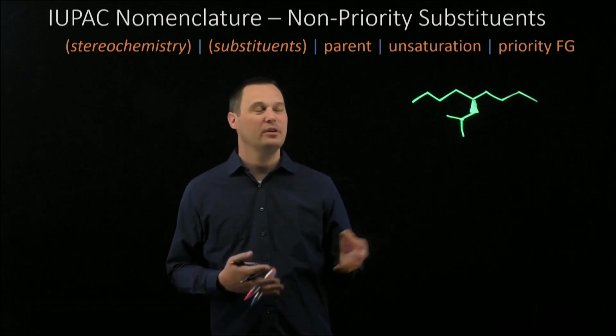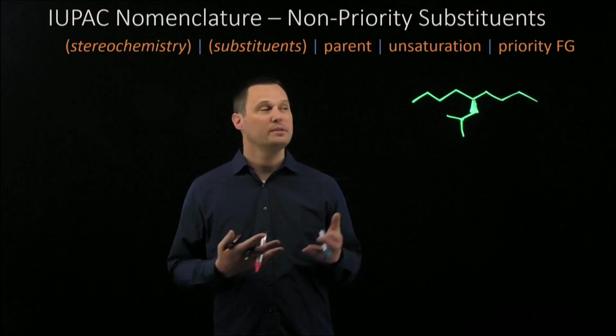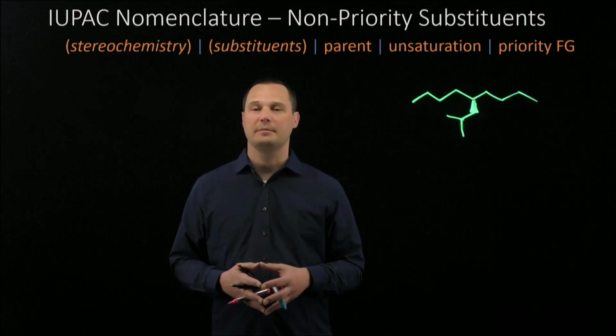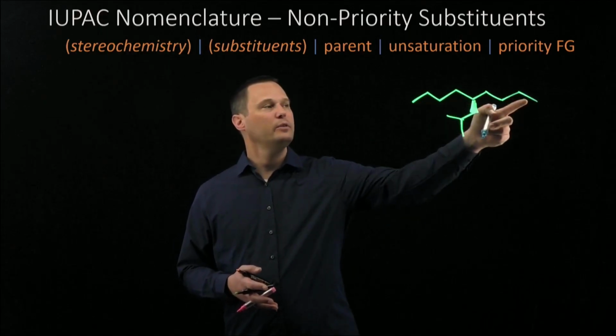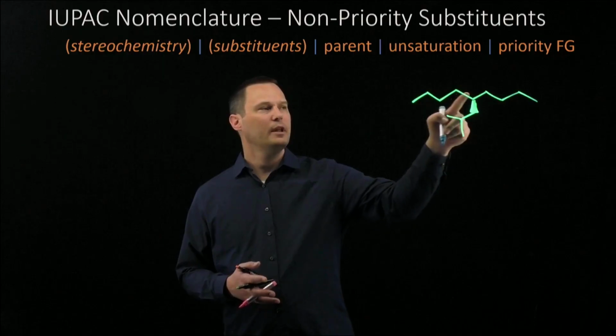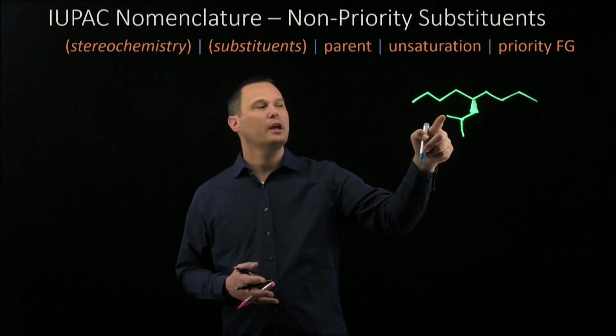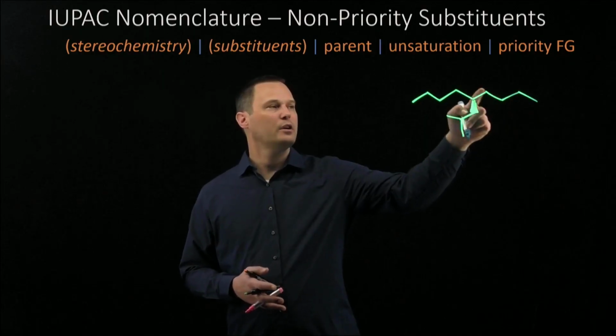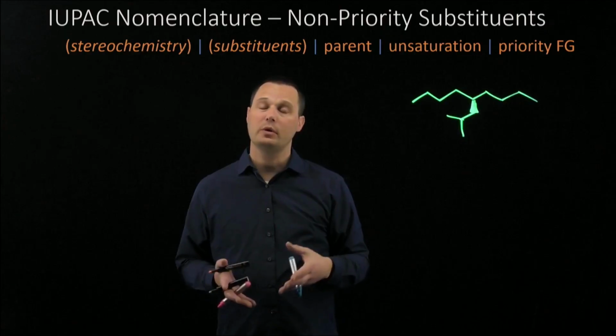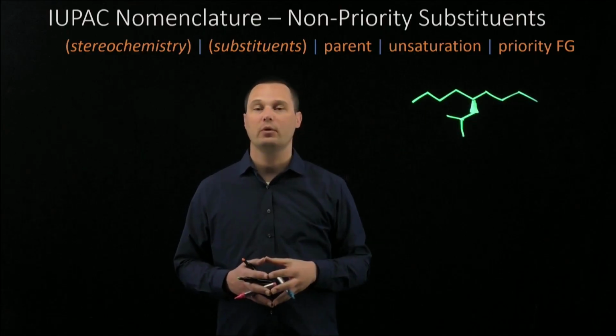Pause the video, see if you can name this molecule. The first step is to find the longest consecutive chain of carbon atoms. If we start from the left and go our way to the right, we get 9 carbons. If we start from the left and work our way down into the substituent, that gets 8 carbons. And the same if we start to the right and go down through the substituent. So our longest chain in this molecule will be 9 horizontal carbons.